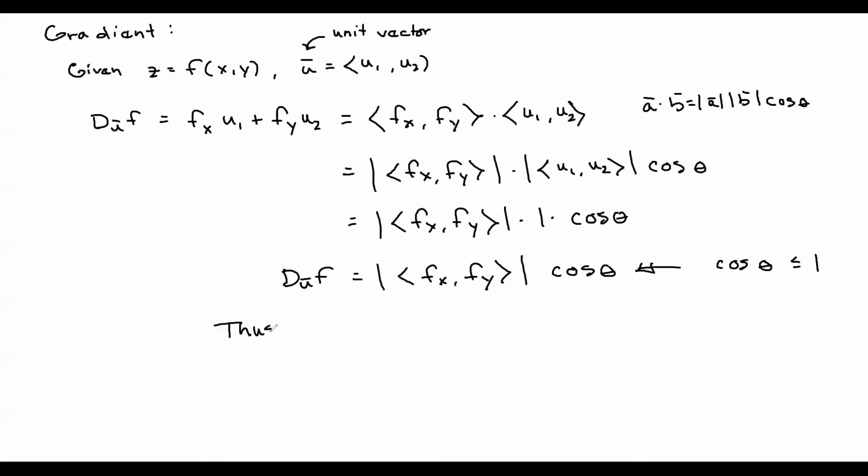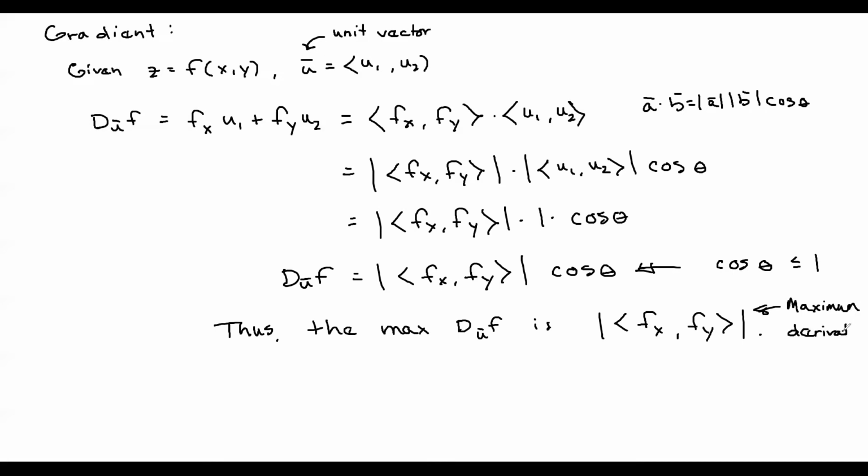So thus, the max directional derivative is the length of this vector. Okay. So this basically gives us a maximum directional derivative. And if you think about what the directional derivative is, it's just the derivative in a direction. So it really gives us the maximum derivative. And what is the derivative? It's the slope. So it gives us the max slope.